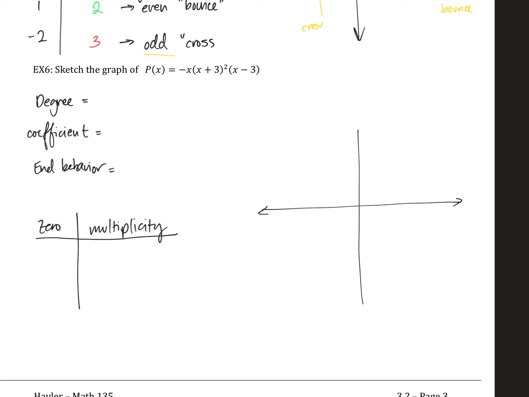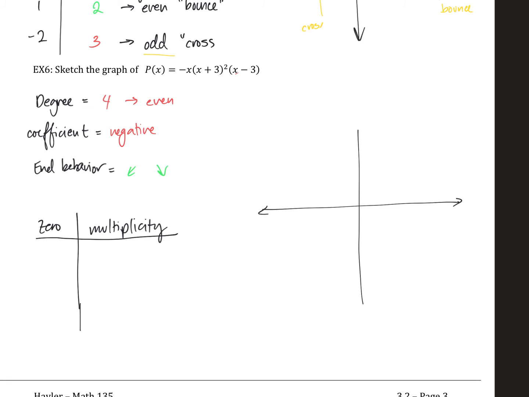Alright, so what would be the degree of my polynomial? Well, we have 1, 2 right there, and then 3. So that's actually going to be degree 4. And my coefficient, let me go ahead and erase this so we can see it better. Ooh, my coefficient is a negative. Alright, so since I have a negative coefficient, and I have an even degree, that means that the end behavior of my graph is going to be down, down. Awesome.